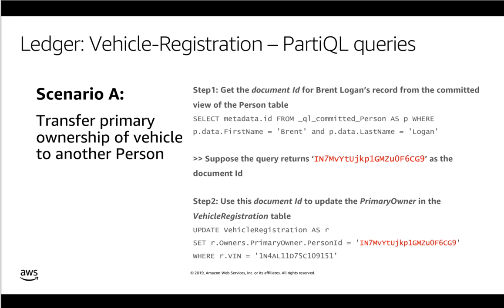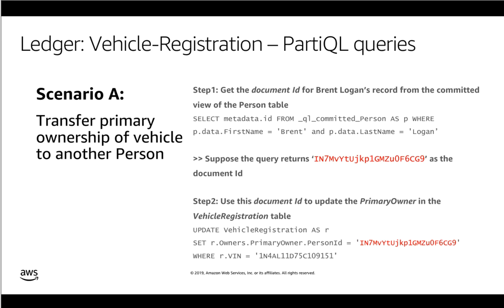So if you want the document ID for a particular document, you can query the committed view. This view returns documents from the system defined table that directly corresponds to your user table. It includes the latest committed, non-deleted revisions of both your data and the QLDB generated metadata. In order to query this view, you will have to add the prefix _ql_committed to the table name in your query.